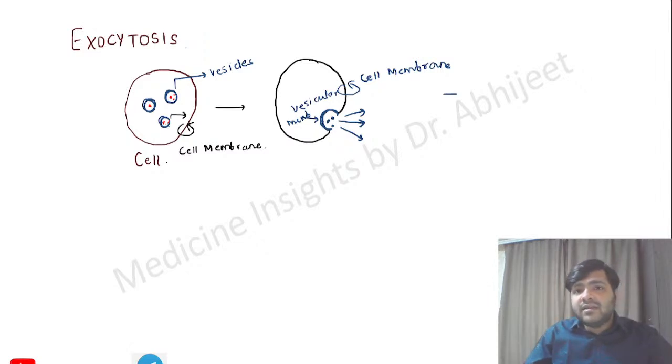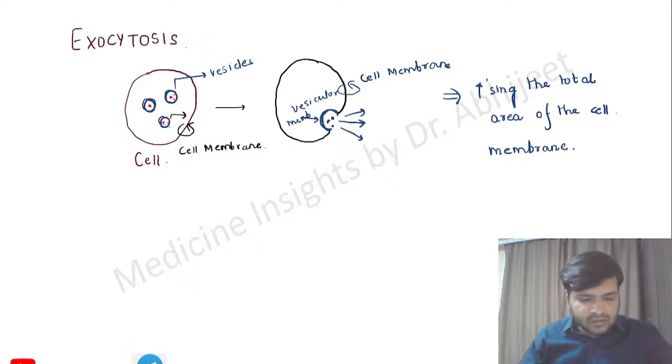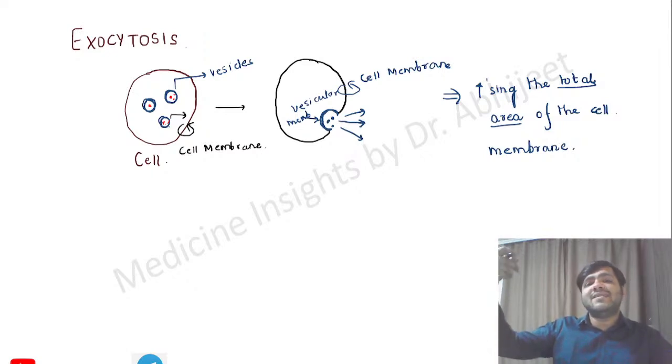So in turn, what I can say is that it is increasing the total area of the cell membrane. So why? How is it increasing? Because the vesicular membrane combines with the cell membrane, so automatically the area of the cell membrane will increase. This process is known as exocytosis.